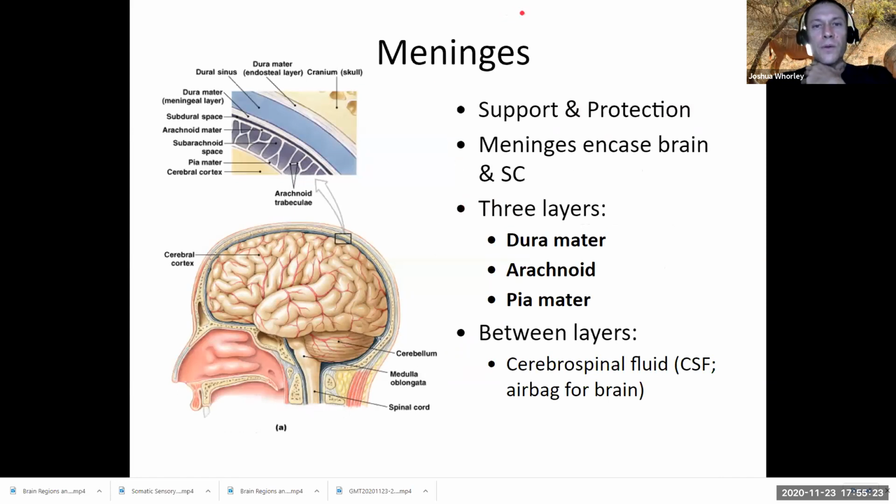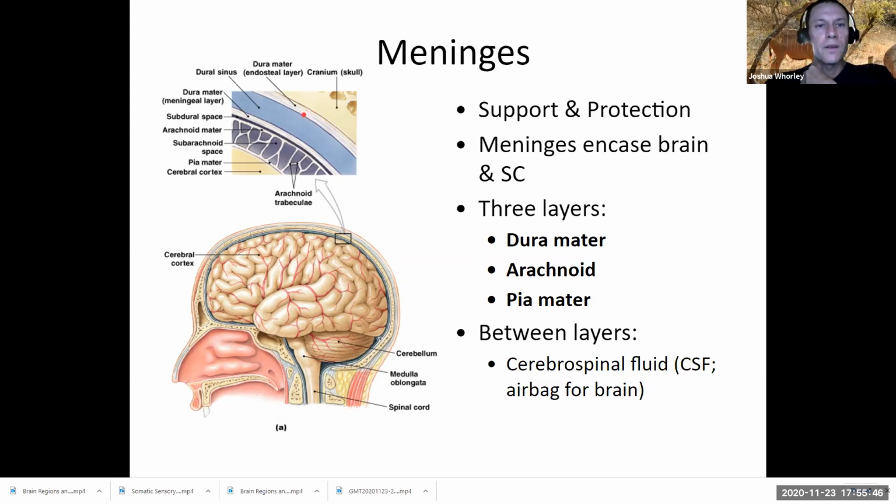Okay, so let's do a quick bit on meninges before we look at each of these individual brain regions more intensely. The meninges are connective tissue layers. They're there to support the brain. They're there to protect the brain. And they've got these three layers. There's a sort of hollow space inside of each one of these.